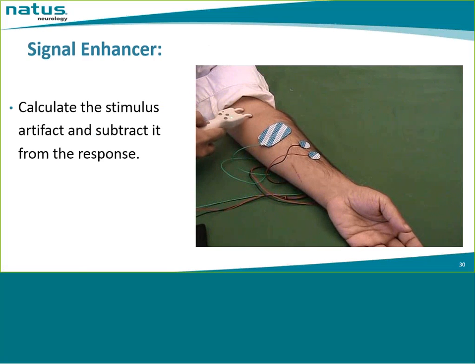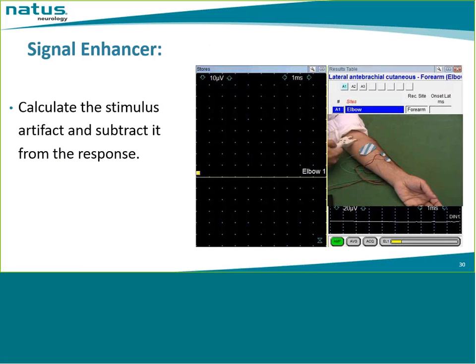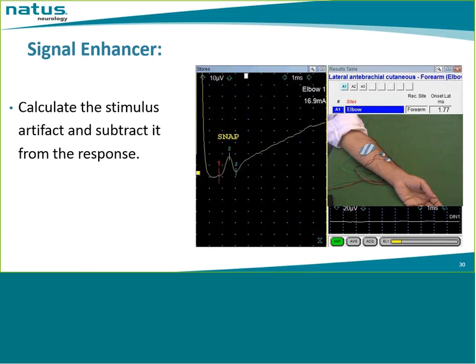We can study the nature of this artifact. We can study it mathematically. We can identify the artifact using the mathematical algorithms, and then we can subtract it. That should give us the response with less artifacts. So here is the original response, and here is after enhancement. Very nice baseline quality.